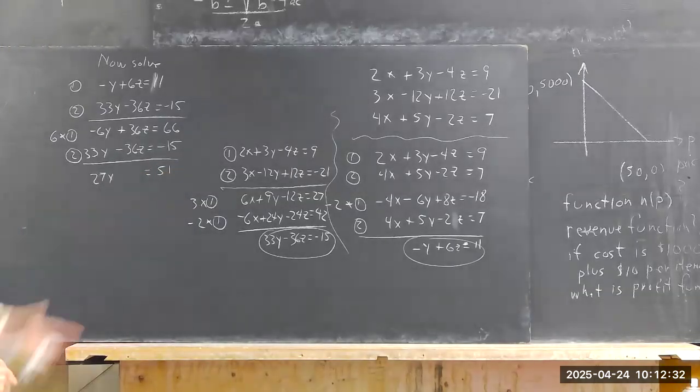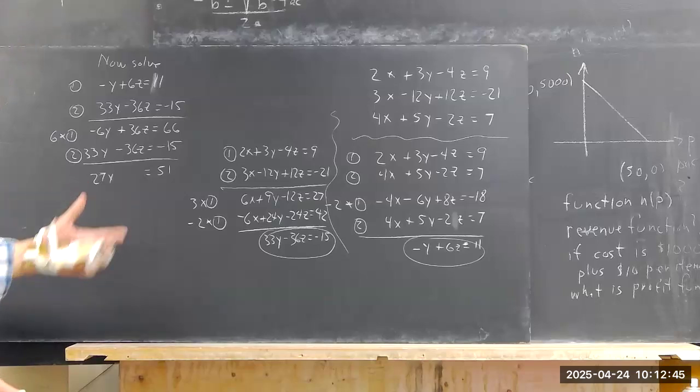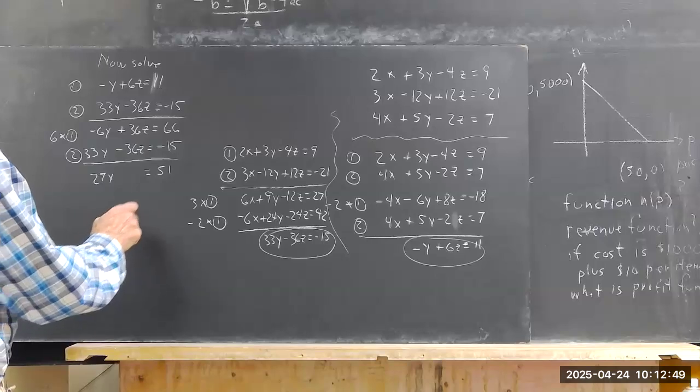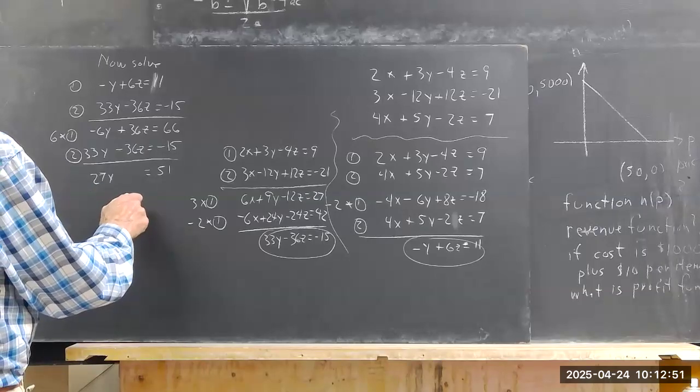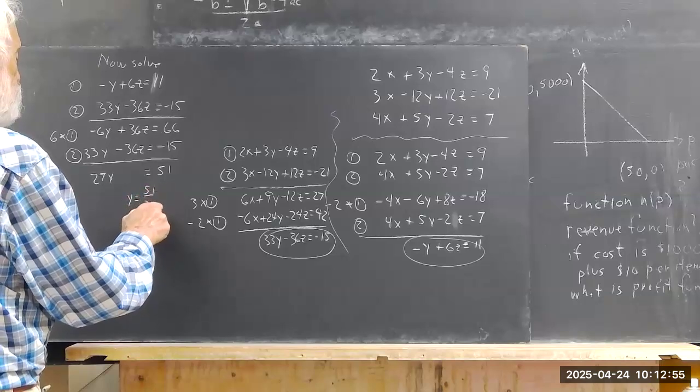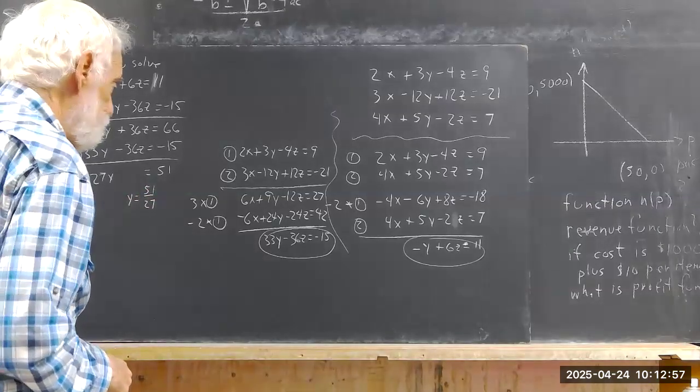Now this is a bit of a pain. I was hoping these would come out with whole number solutions, but I did something wrong in my head for the first time in doing these equations, not for the last time, certainly. That's okay. We're going to deal with it. Okay. So we solve this and we get y equals 51 over 27.